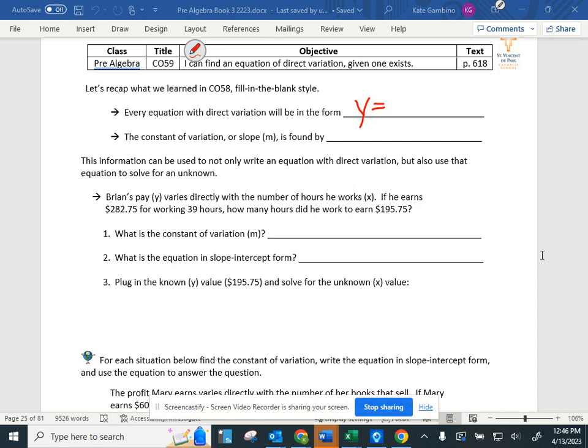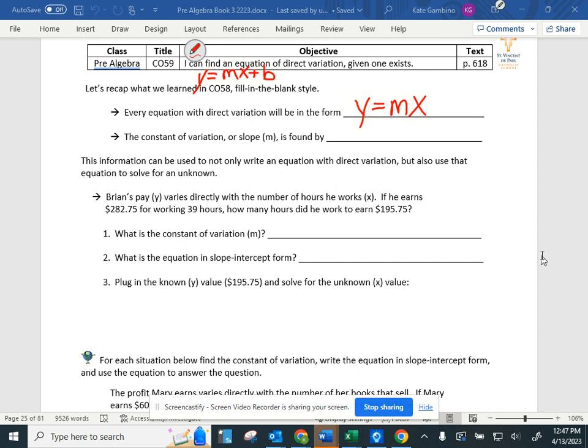Y equals. So remember our slope-intercept form, y equals mx plus b. How is that different when we have a direct variation? Think about all those direct variation slope-intercept forms that we wrote yesterday. What did they all have in common? Mario? Y equals mx. Yes, it's just y equals mx.